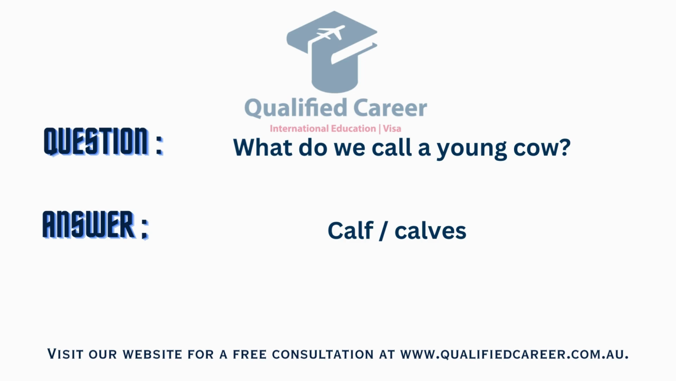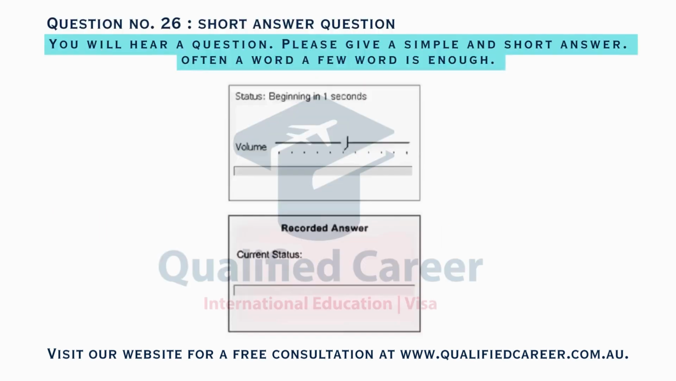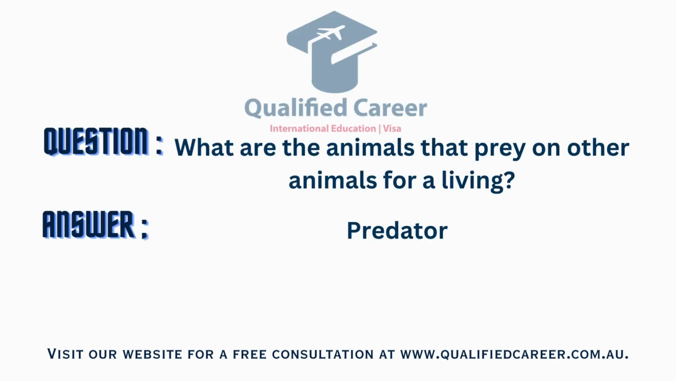What do we call a young cow? Answer, calf/calves. What are the animals that prey on other animals for a living? Answer, predator.